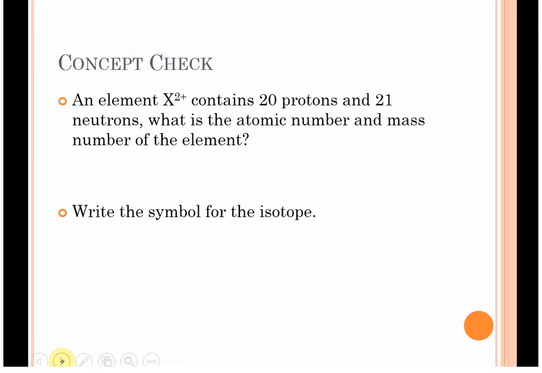An element X with a 2 plus charge contains 20 protons and 21 neutrons. Now let's just write this out. 20 protons and 21 neutrons gives us a 41 mass number. What is the atomic number and mass number of the element? Atomic number is just the number of protons, so it's going to be 20. Mass number is going to be these two combined, so it's 41.